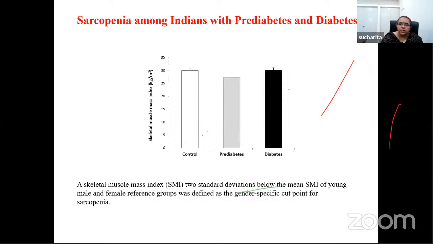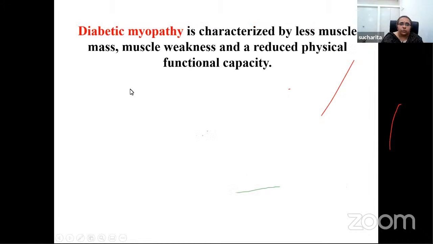And this was a surprising point for us, where we were surprised to see why these individuals are not sarcopenic in spite of having type 2 diabetes. So we went back and started looking at what the definitions for diabetic myopathy are, and we found that by definition, diabetic myopathy is characterized by reduced mass, weakness, and also physical functional capacity.